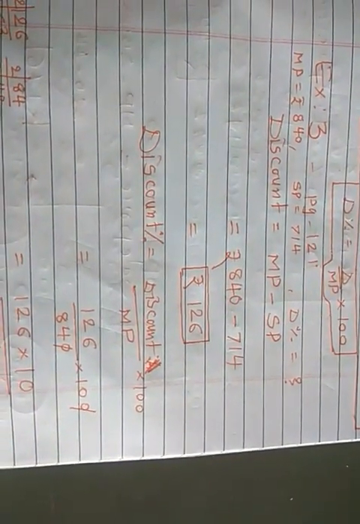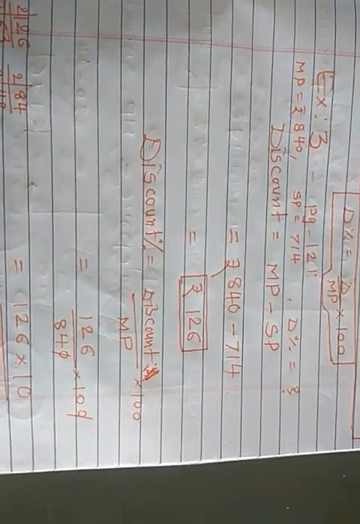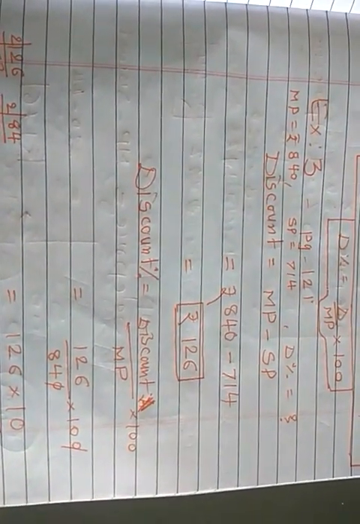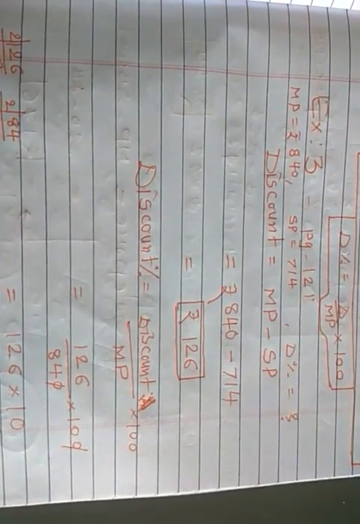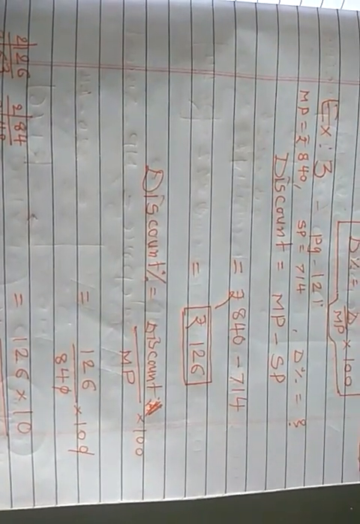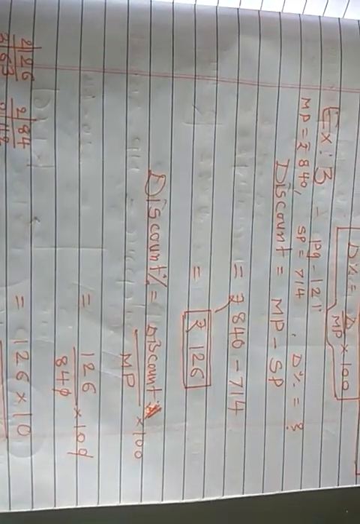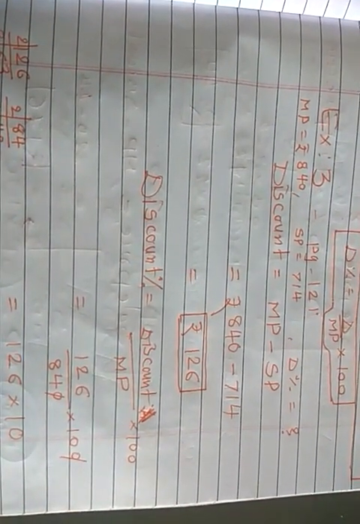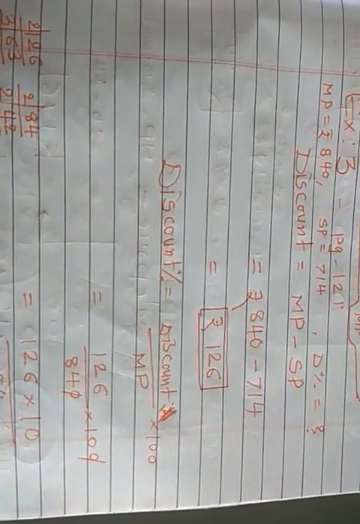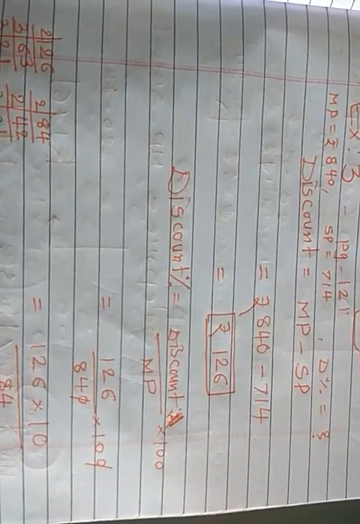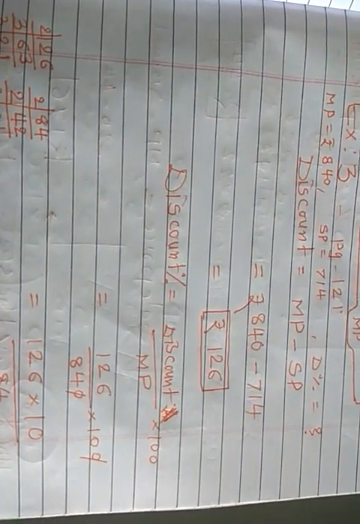So let's find example number 3, on page number 121. What is the given data? Whatever values are given, first of all you have to write them down. Here the mark price is given, 840 rupees. The selling price is also given, 714, and we have to find the discount percentage. So first, discount is equal to MP, mark price, minus SP. So 840 minus 714. The discount is equal to 126 rupees.